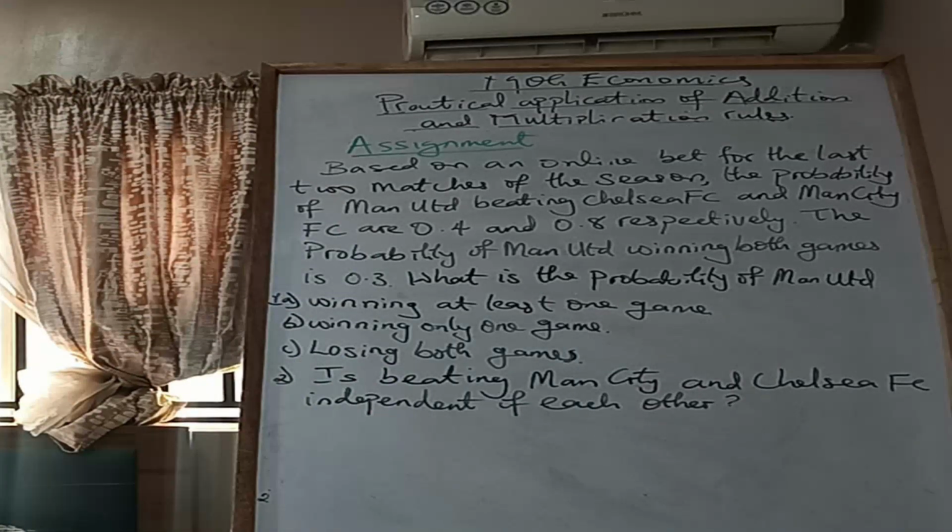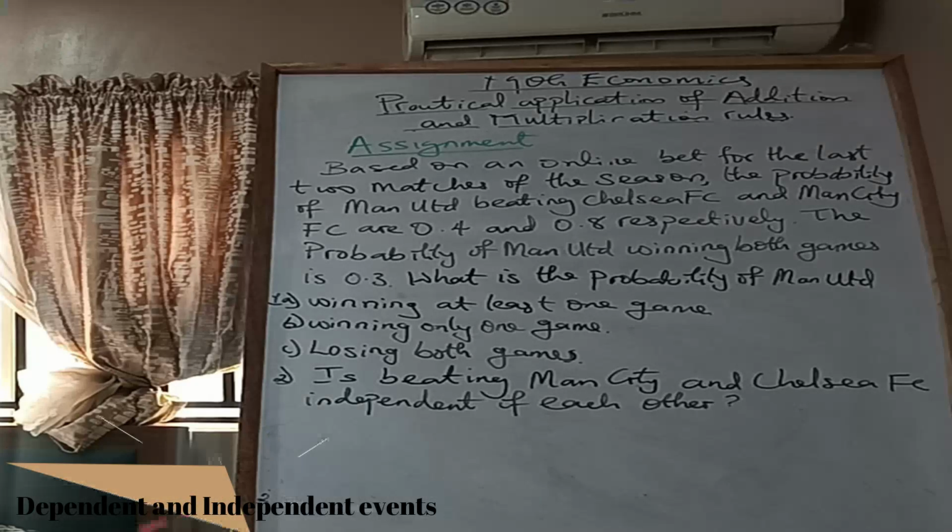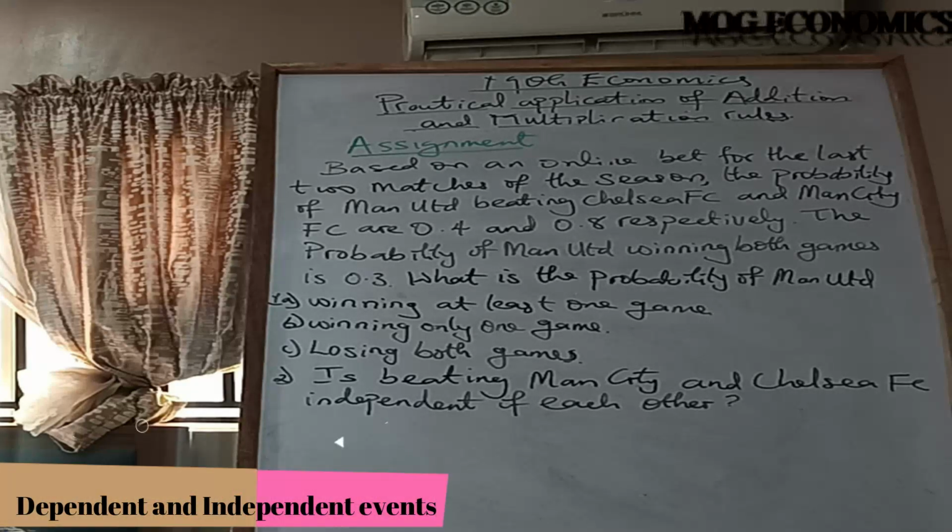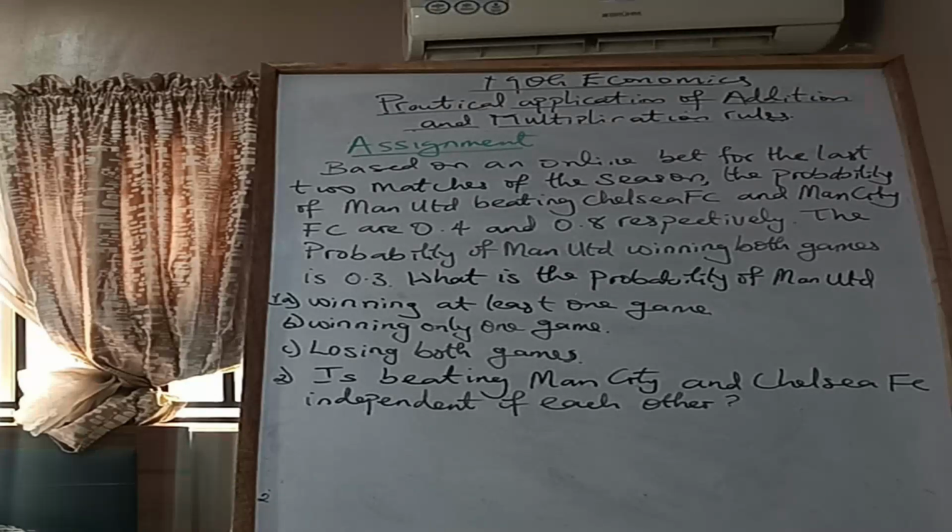Next is your assignment. Now we have the assignment on the board. Based on an online bet for the last two matches of the season, the probability of Man United beating Chelsea FC and Man City FC are 0.4 and 0.8 respectively. The probability of Man United winning both games is 0.3. What is the probability of Man United 1A, winning at least one game, 1B, winning only one game, 1C, losing both games. Then number 2 is, are beating Man City and Chelsea FC independent of each other?